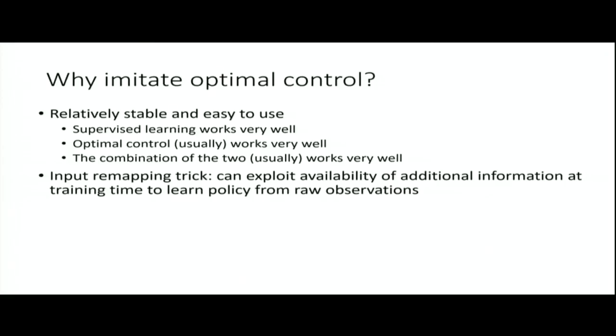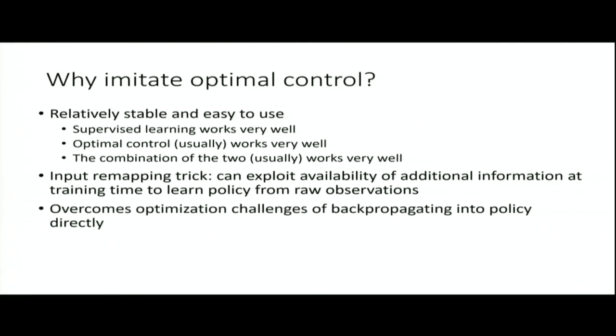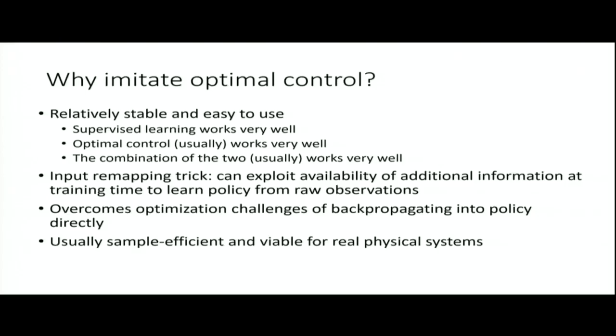You can use the input remapping trick. So if you need to do your optimal control over low-dimensional states, you can still incorporate high-dimensional observations into the policy. And this kind of stuff can overcome the optimization challenges of backpropagating to the policy directly. So in general, model-based RL algorithms tend to be more sample efficient and for that reason a little bit more viable for real physical systems, but typically at the cost of introducing additional assumptions.